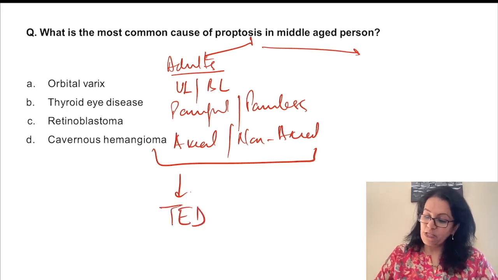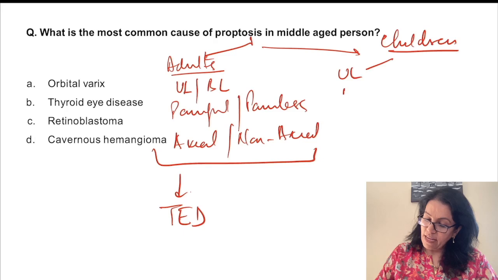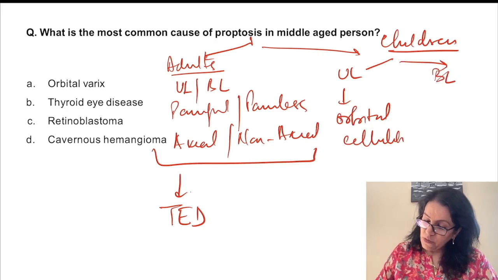And when we are talking about children, unilateral most common cause of proptosis, we will answer orbital cellulitis. Okay, and bilateral, suppose it is neuroblastoma. So we'll keep this in mind.